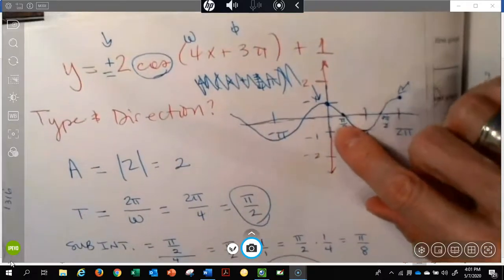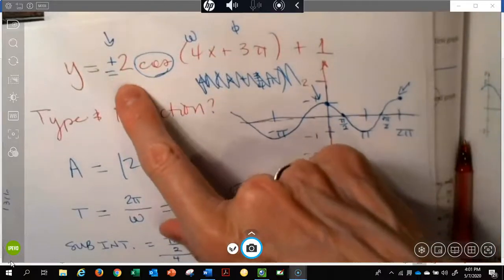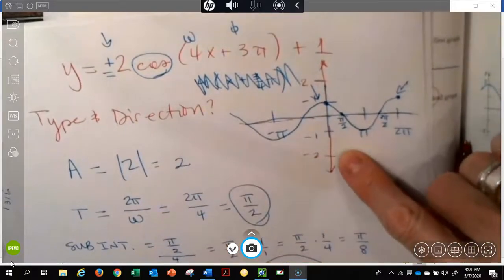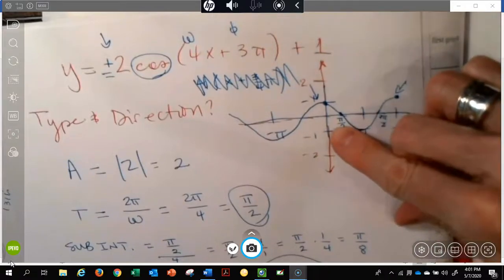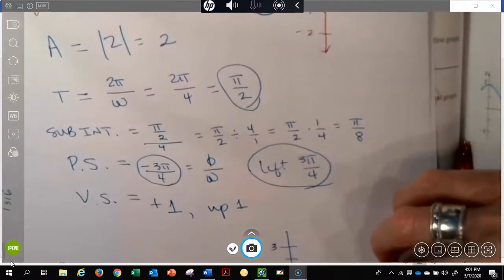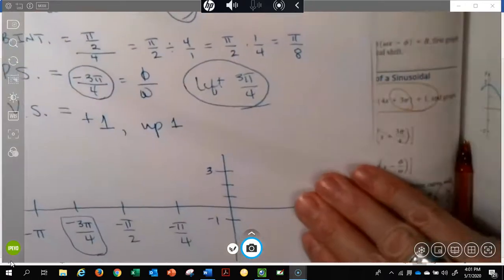So let's look at a minimum. Normally, I would go down to negative 1, but this has an amplitude of 2, so I actually go down to negative 2, but not really, because the plus 1 shifts me up 1, and so my actual lowest part is negative 1.